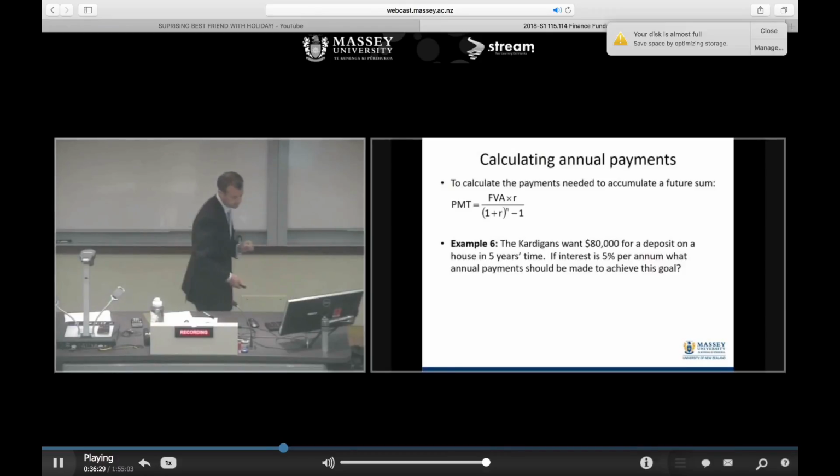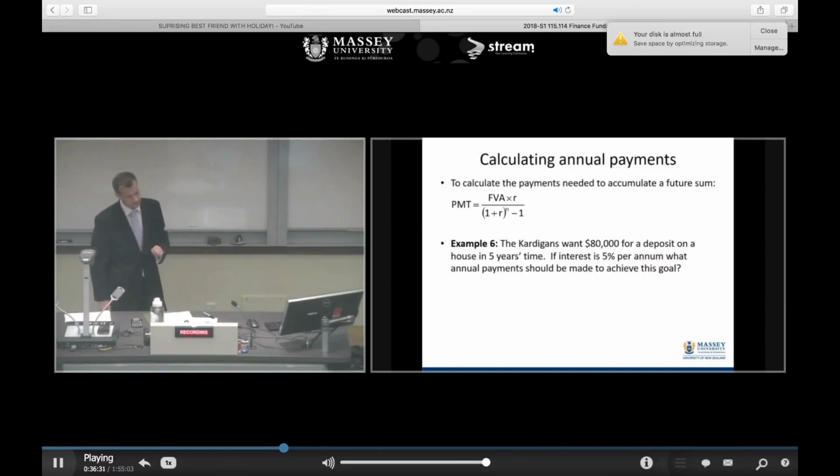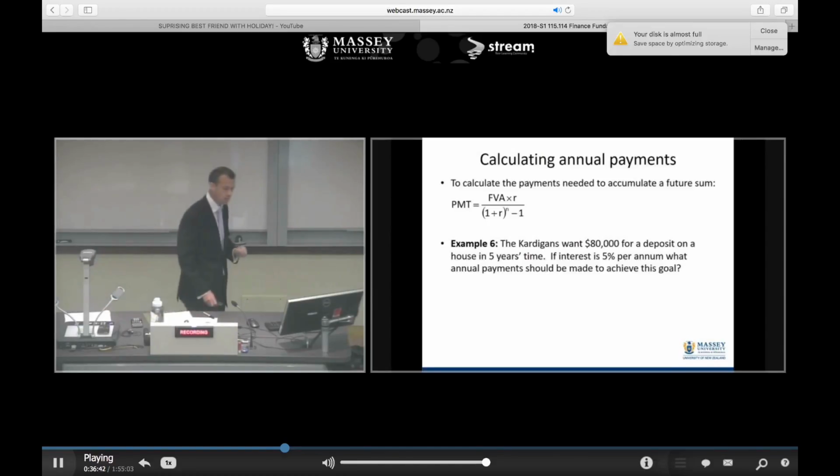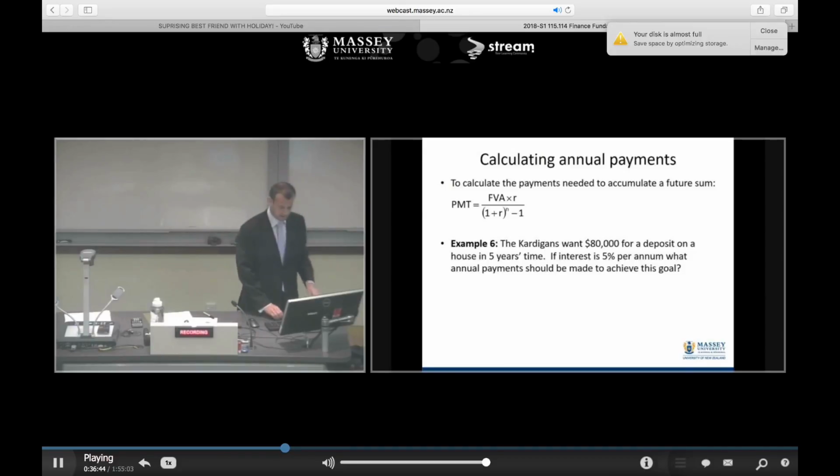So the Cardigans want $80,000 for a deposit on a house in 5 years' time. If interest is 5% per annum, what annual payments should be made to achieve this goal? Okay, so they're standing here now, they don't have any money, they want $80,000 for a deposit in 5 years' time. How much do they need to save each year to get to their goal?